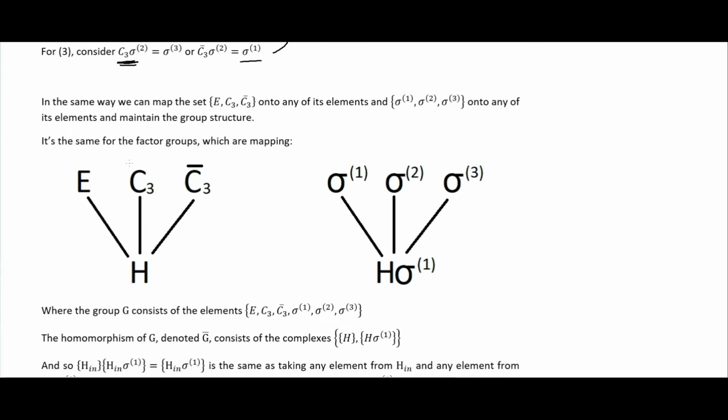And so in the same way, we're doing this map of our invariant subset here, and any of its elements. We're taking this class here onto any of its elements, and we maintain the group structure. So we're making this mapping right here. These ones are going onto just the invariant subgroup, and these ones are going onto the right coset of the invariant subgroup.